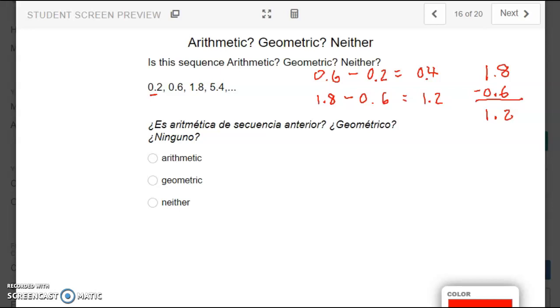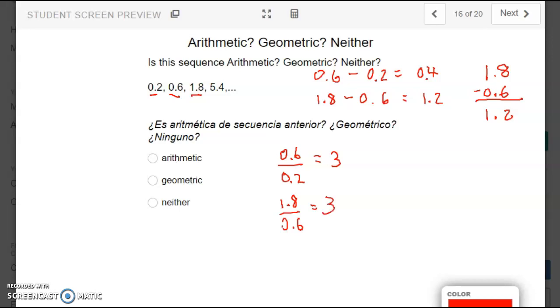Now let's see if it's geometric. To check if it's geometric, you look at the second term divided by the first term. So that's 0.6 divided by the previous term, 0.2. And that comes to 3. How many 0.2 fits into 0.6? 3. What about the third term divided by its previous term, which is 0.6? So it's 1.8 divided by 0.6. And again, that is 3.